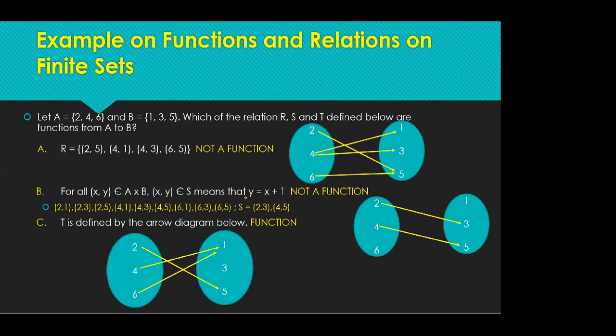So for the last one, T is defined by the arrow diagram below. This is our domain or the X, which is connected to 5, 4 is to 1, 6 is to 1. So all elements here are used, and there is no repeated element for this first X.